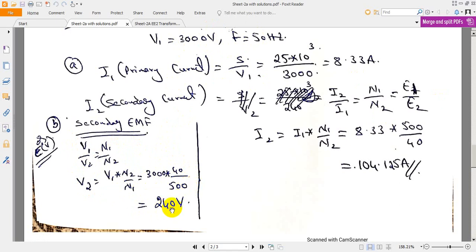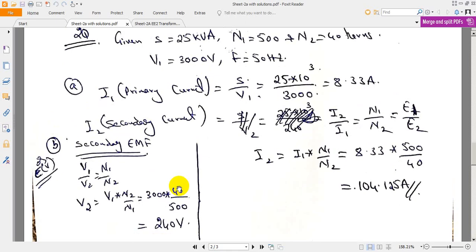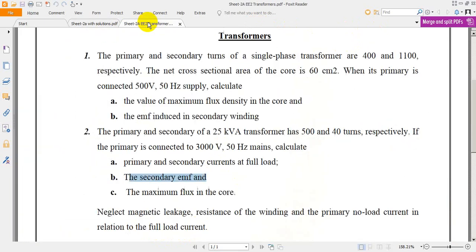to 240 volts. What you are observing is that the number of turns on the primary winding is 500 and the voltage is 3000. When the number of turns on the secondary winding is reduced by more than 10 times, then the voltage is also reduced. Previously V1 was 3000, so the voltage V2 will be 240 as it is reduced. See the relationship.